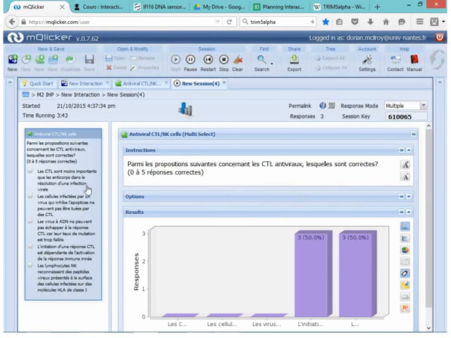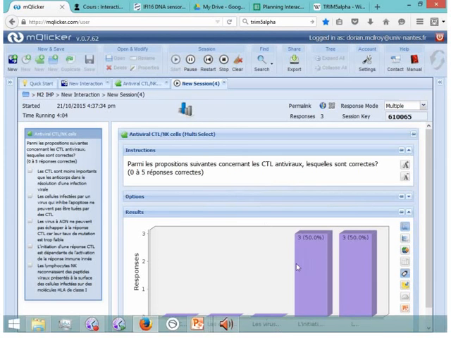So CTL less important than antibodies in the resolution of infection. That's false. Okay, everybody got that. Cells that are infected that inhibit apoptosis can't be killed. That's also false. Everybody got that right. DNA viruses can't escape from a CTL response. That's also false. They express proteins that inhibit the steps in processing and presentation.